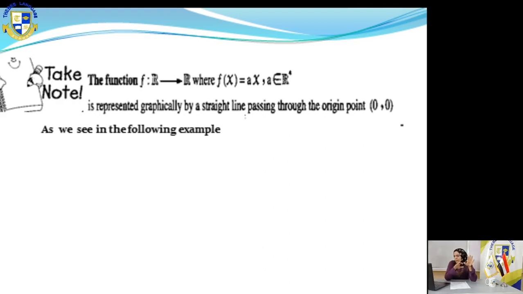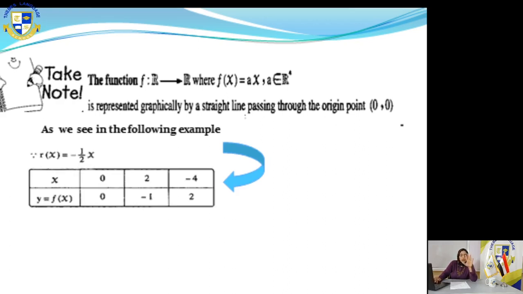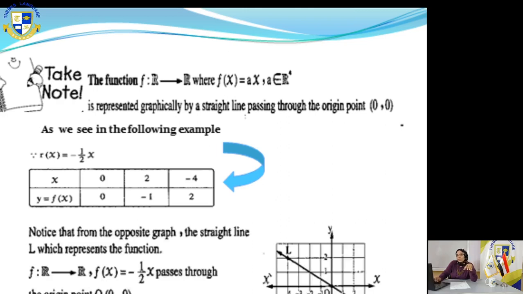Let's try. We have here the points 0, 0, 2, negative 1, and negative 4, 2. To be sure, write any polynomial, for example, f of x equal 3x. You will find that any function in the form ax, a number multiplied by x, will be a straight line passing through the origin point. Let's move to slide number 5.